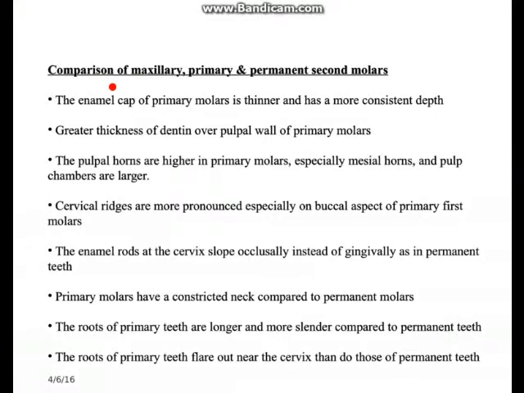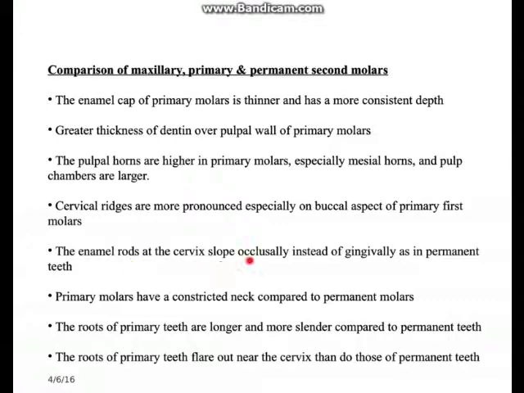Okay, now between the maxillary primary and permanent second molars. Let's just talk about the second molars. The enamel cap of primary molars is thinner and has more consistent depth. Okay. There is greater thickness of dentin over the pulpal wall of primary molars. The pulpal horns are higher, especially the mesial horns, and pulp chambers are larger. Okay, that's another thing good to know, that the pulp chambers are larger. Cervical ridges are more pronounced, especially on the buccal aspect of primary first molars.